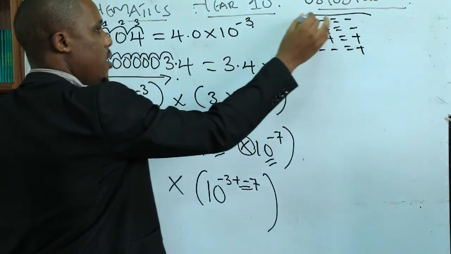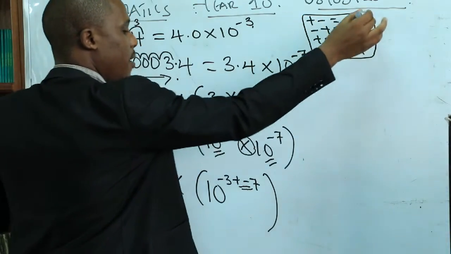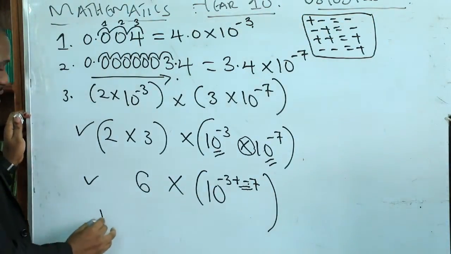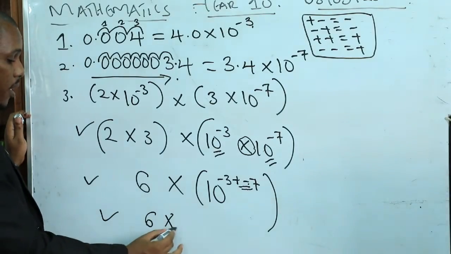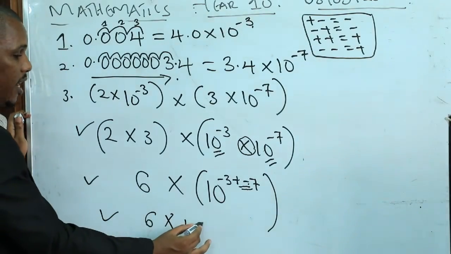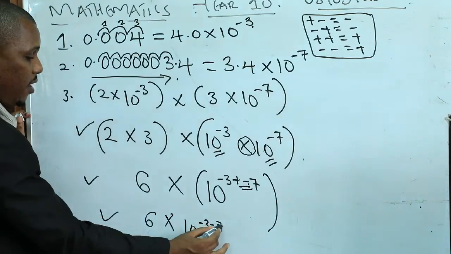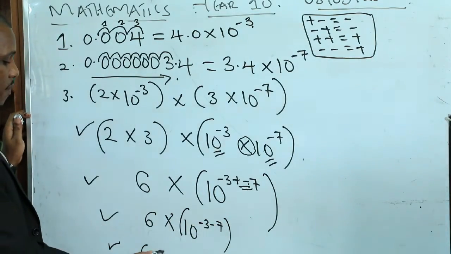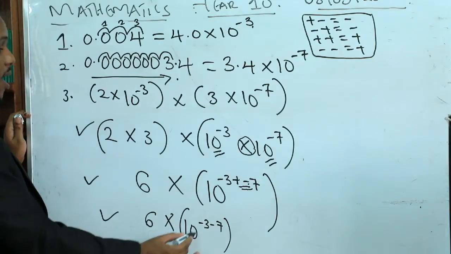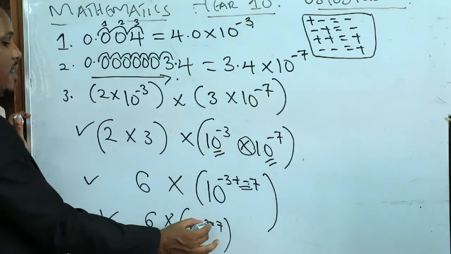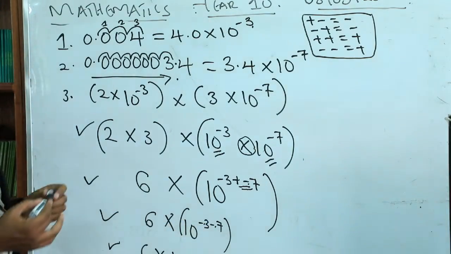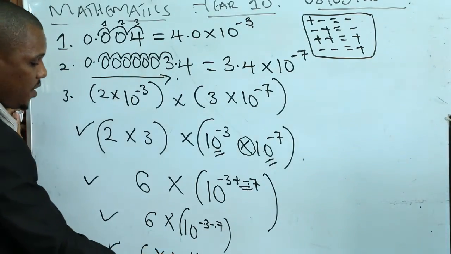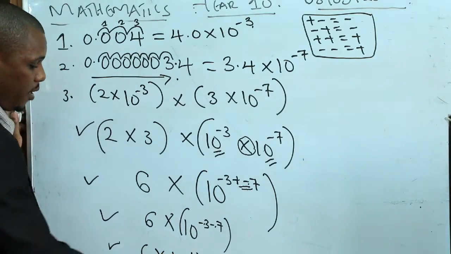So this concept, we did it in terms of integers. Due to that, plus and minus is going to give us a minus. So we reduce this to 6 multiplied by 10 to the power negative 3 minus 7. Then finally, 6 times 10 to the power of negative 3 minus 7, which is minus 10. And you can now see your final answer.